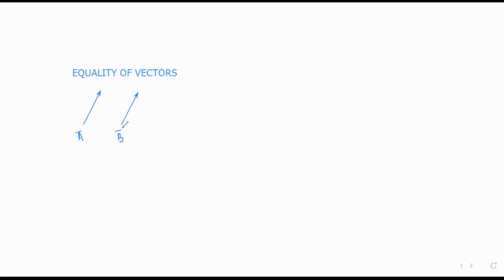In this case, we simply say that two vectors A and B are said to be equal only if both their magnitude and the direction are the same.